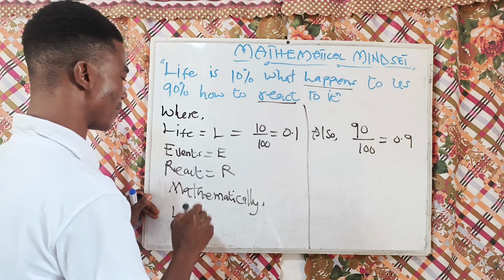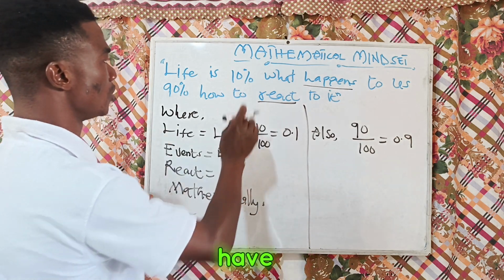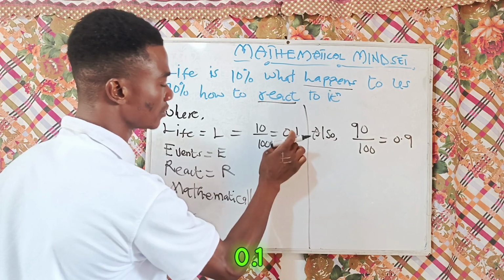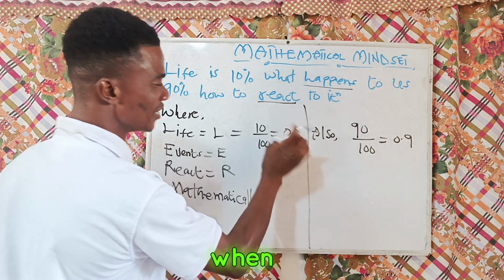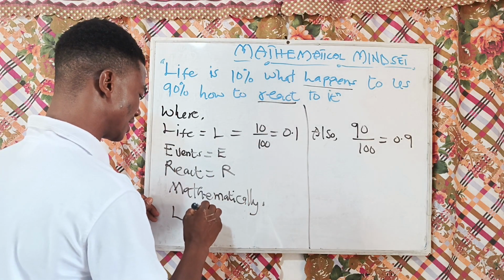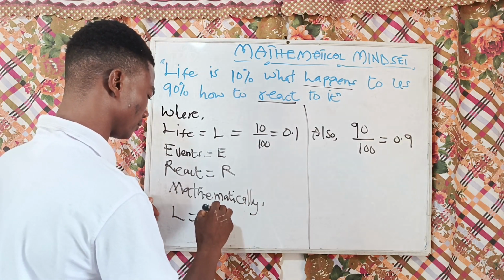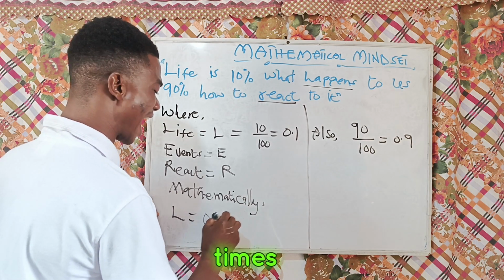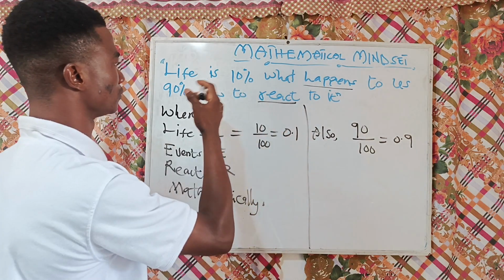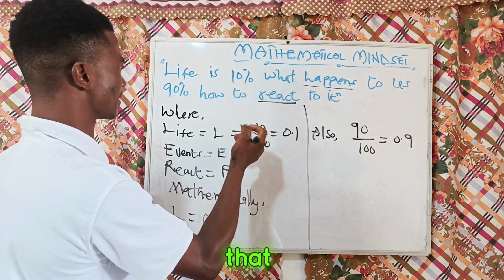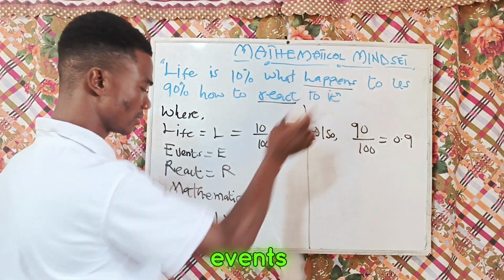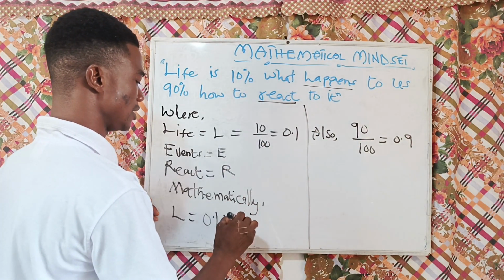So mathematically, we're going to have life is 10%, which is 0.1 when we reduce it into decimal. For that matter, we're going to get 0.1 times event, because from the quote it says that life is 10% what happens to us. So that is event, E.